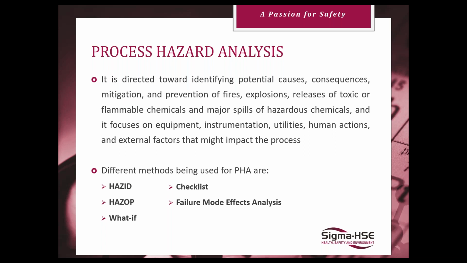All right. So within your PHA, you're looking at identifying any potential causes, consequences, and the mitigation and prevention of fires, explosions, releases of toxic or flammable chemicals, and any major spills of hazardous chemicals. Really we're focused on the equipment, the instrumentation, utilities, human actions, and external factors that may impact the process. Do you have well-written procedures? Is your process designed in such a way to prevent human failure when needed? And the different methods, HAZID, HAZOP, what-if, checklists, FMEAs, and bow ties are generally the most common.